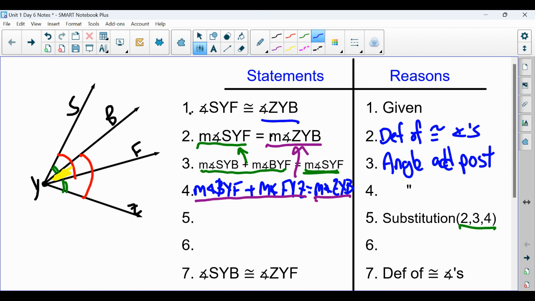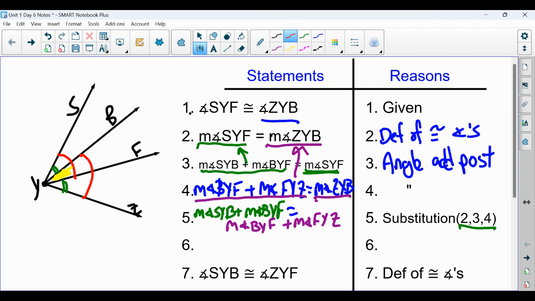So I'm going to try my best to write this somewhat neatly. Step 5 is going to be the green part, the measure of SYB plus the measure of BYF is equal to the purple part, the measure of BYF plus the measure of FYZ. That's step 5. That says that those two sums, the sums of those parts, are equal.